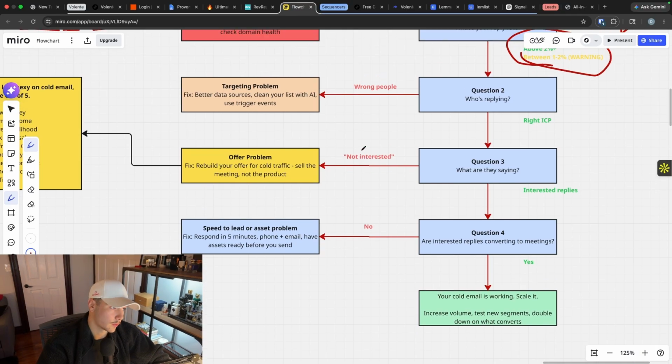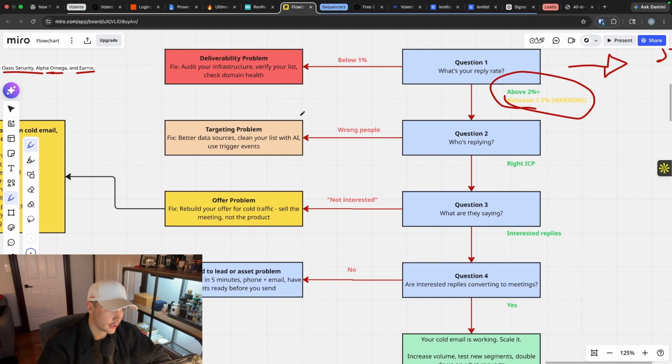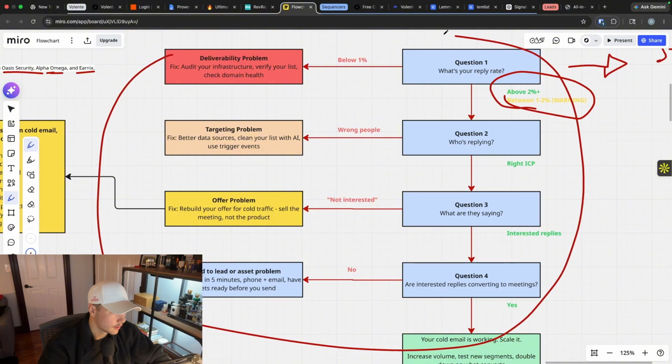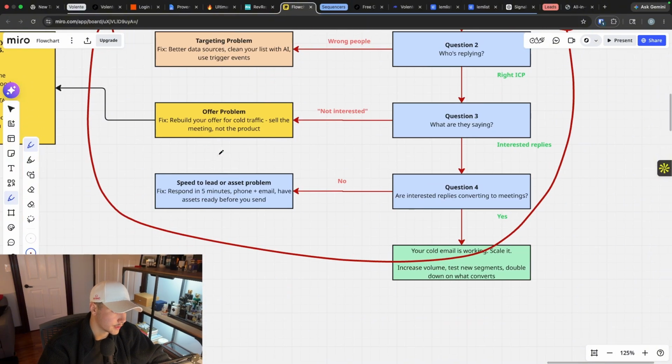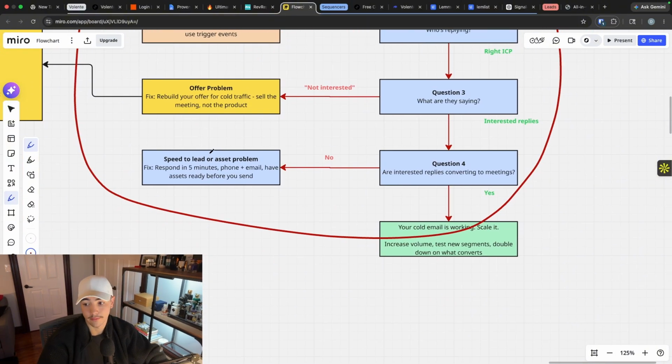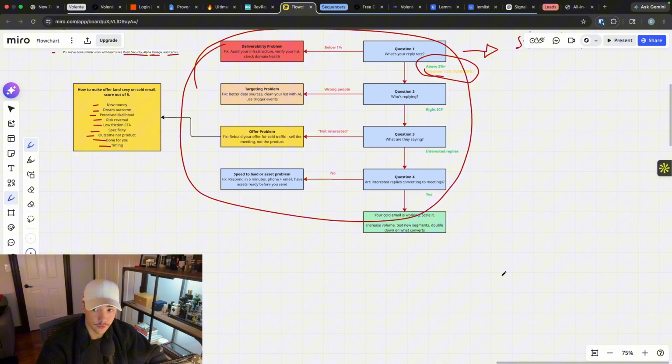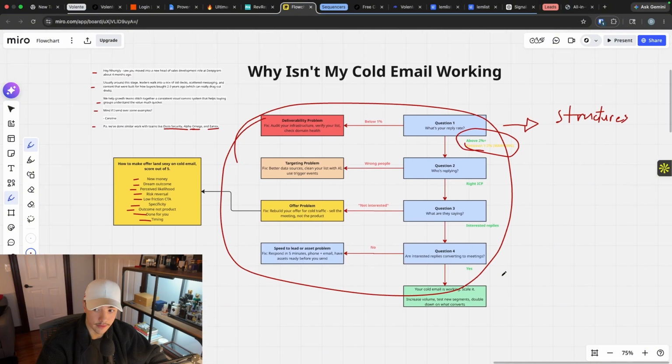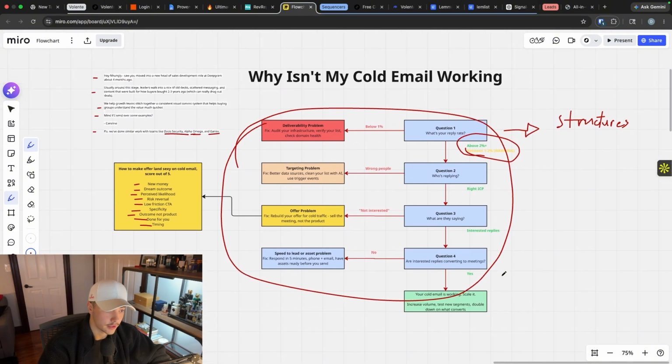And if all of those things are working, these 4 key pillars right here, then you build yourself an amazing cold email system. Scale that, increase the volume, test new segments, double down on what's converting, obviously with different structures. That's basically it on how to diagnose your cold email campaigns. And obviously, this is something you're going to run into eventually if you run cold email campaigns for yourself or for your clients. So apply what you learned in this video.